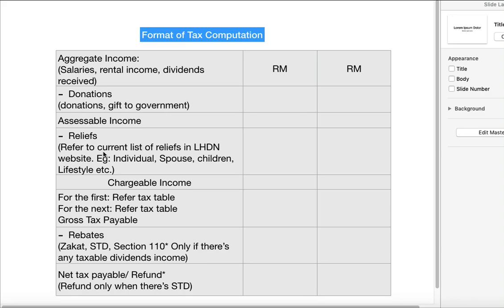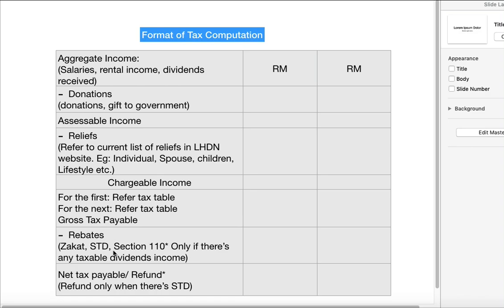Okay, after you minus the relief, kita akan dapat the chargeable income here. Okay, and then from the chargeable income, kita akan calculate the gross tax payable, which is macam mana nak baca, is for the first, okay, yang ni you are going to refer to the tax table. Sama nanti I akan tunjuk kat mana. Okay, tax table, and then dapat for the first berapa yang dikenakan cukai. For the next berapa, dia akan darab lah dengan berapa persen, and then you akan dapat the gross tax payable.